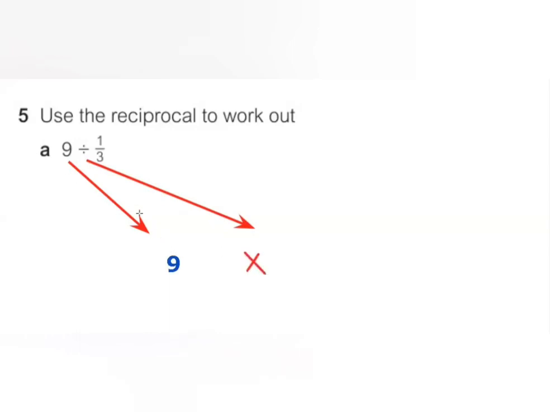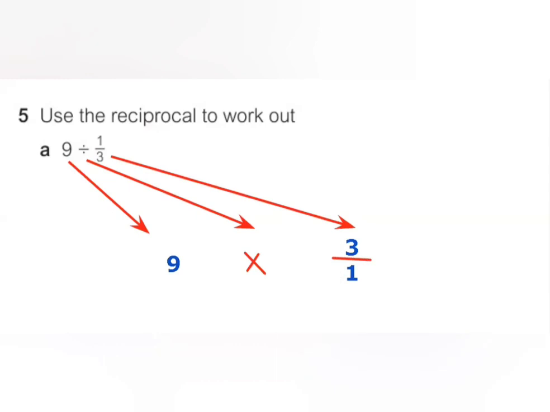We keep the first one, change the sign, and then flip the last fraction. We're going to flip this. So this one will be 3 over 1. And 3 over 1 is the reciprocal of 1 over 3. That's why we're using the reciprocals here.